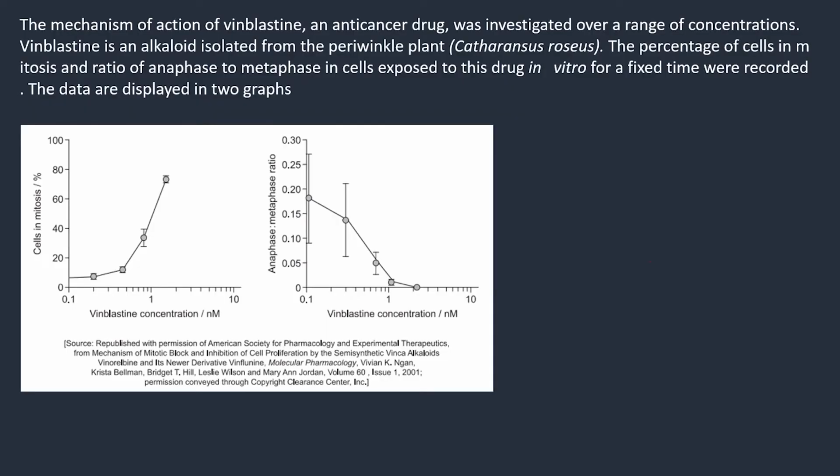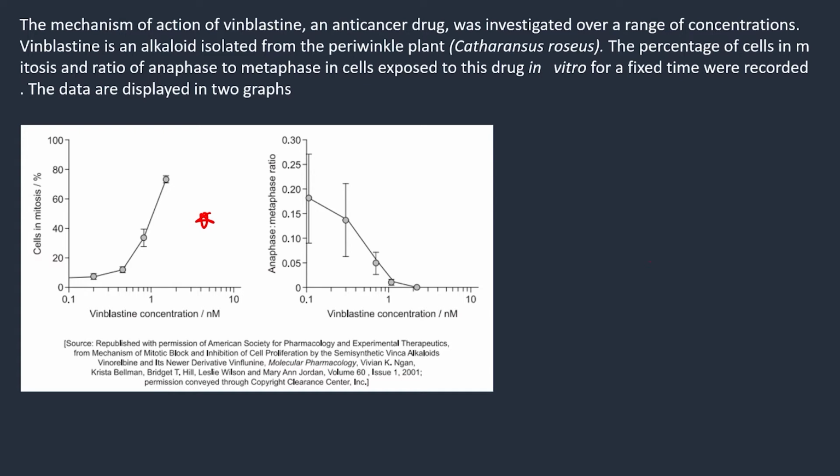The next set of data they give us shows us the effect of increasing vinblastine concentration on the percentage of cells in mitosis. We are also shown by the graph on the right the effect of increasing vinblastine concentration on the ratio of cells in anaphase to those in metaphase. And as we can see from the graph on the left, when we increase the concentration of vinblastine, we get an increase in the percentage of cells in mitosis.